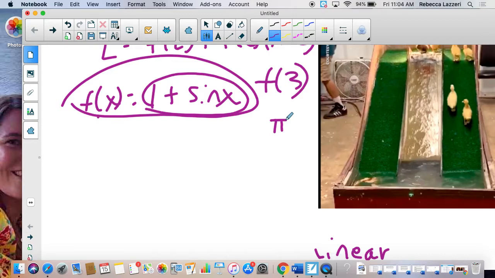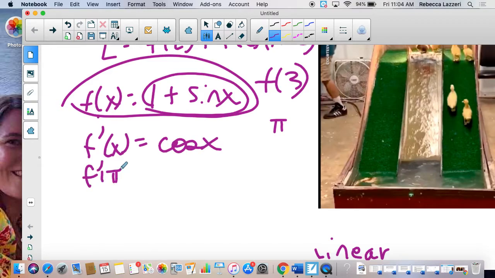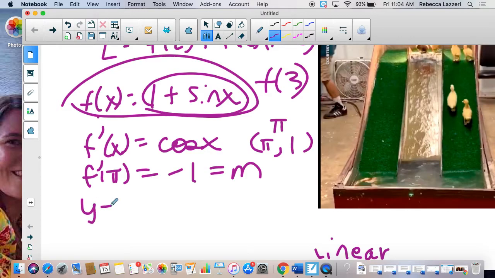So now I'm going to write the equation of the tangent line. I'm going to find f prime of x, and I get cosine x. So f prime of pi is -1. Isn't that the slope of my tangent line? And then I'm using the point pi, so I'll fill pi back into the original. I believe I got 1 back here. So now I'm just going to go y minus 1 equals m times x minus x.